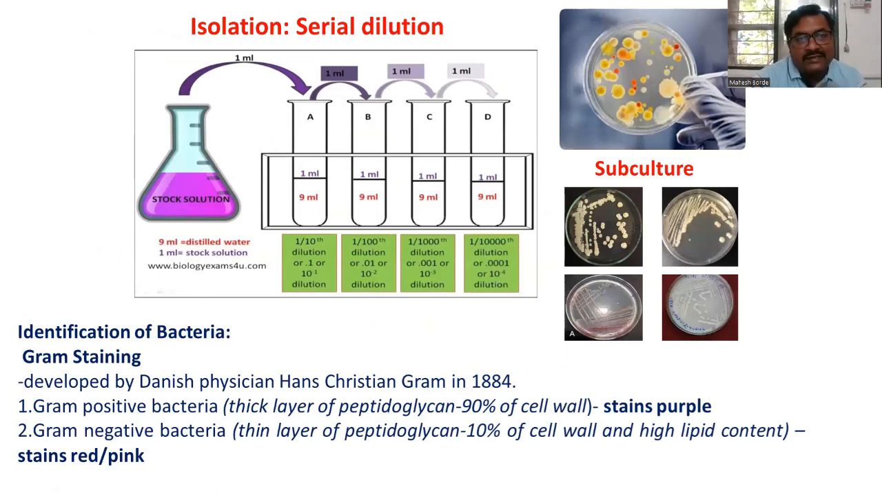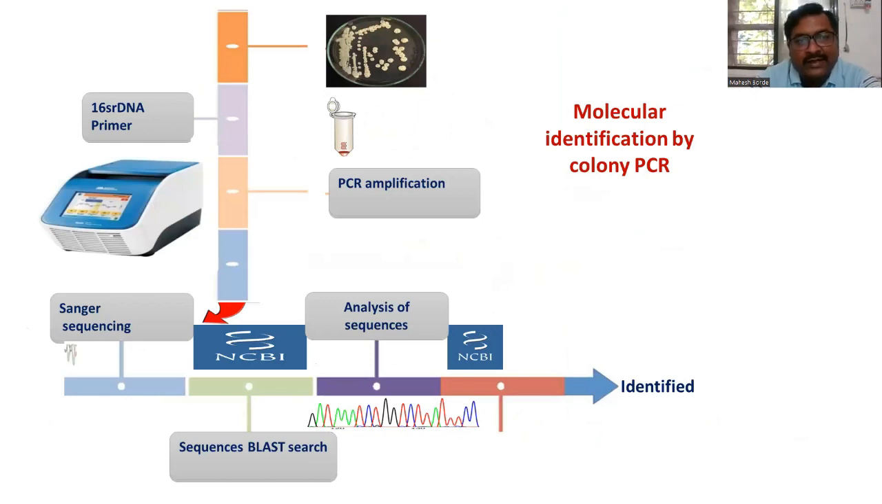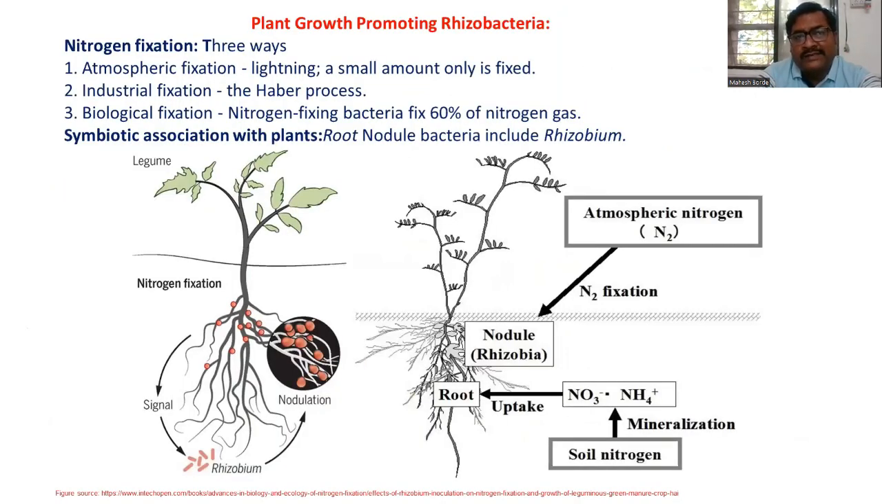Now you can see this is the general procedure for isolation of soil bacteria by serial dilution, then identify them morphologically by Gram staining, whether they are Gram positive or Gram negative. Then for correct identification, you can go for 16S rDNA molecular analysis. Okay. Then you can go with some plant growth promoting traits.